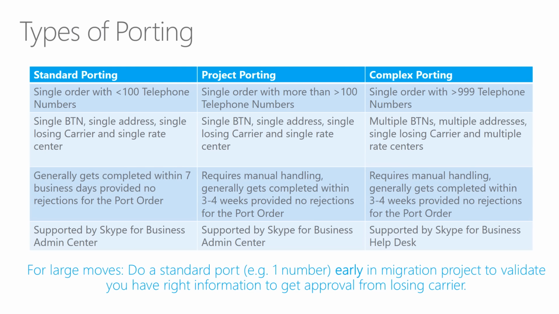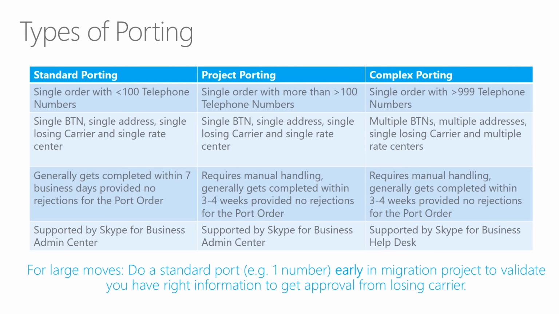This is when you have more than 999 phone numbers. There can be multiple billing telephone numbers. There can be multiple addresses. Still, it's a single losing carrier. If you have multiple losing carriers, then you need to create multiple of these requests. But there can be multiple rate centers. This also requires manual handling. It's generally accomplished between 3 and 4 weeks, assuming that there are no rejections for the port order. However, since this is complex, you will always have to open a support ticket with the help desk to get this done.